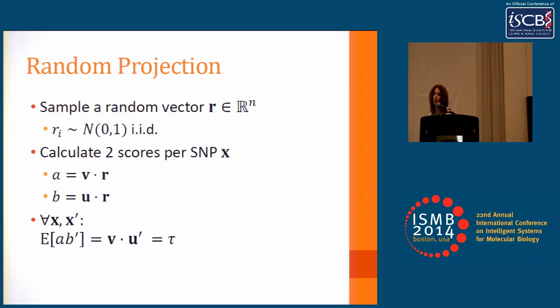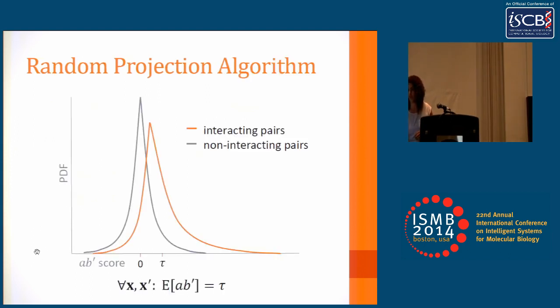So how would we do that? We apply a method of random projections. We sample a random vector R, and we use that vector R to calculate two new scores for each SNP. And what we have now is that for a pair of SNPs, X and X prime, the expected value of A times B prime is, again, that tau that we want. So what we have, in fact, is a new distribution which is centered around the test statistic.